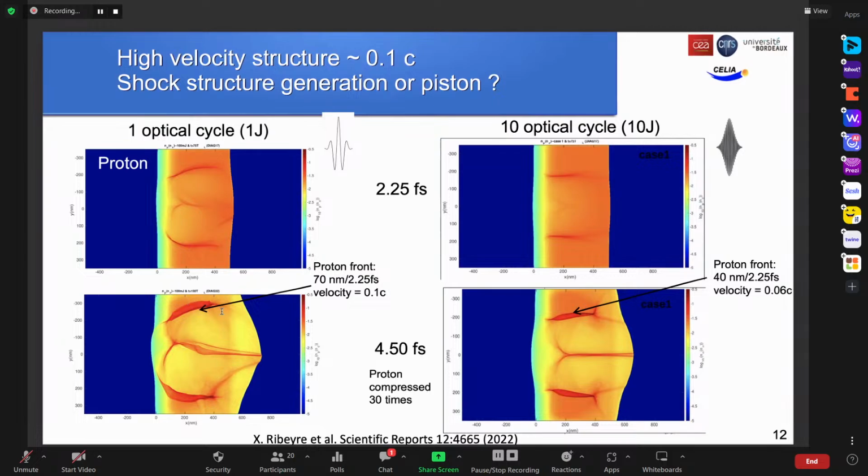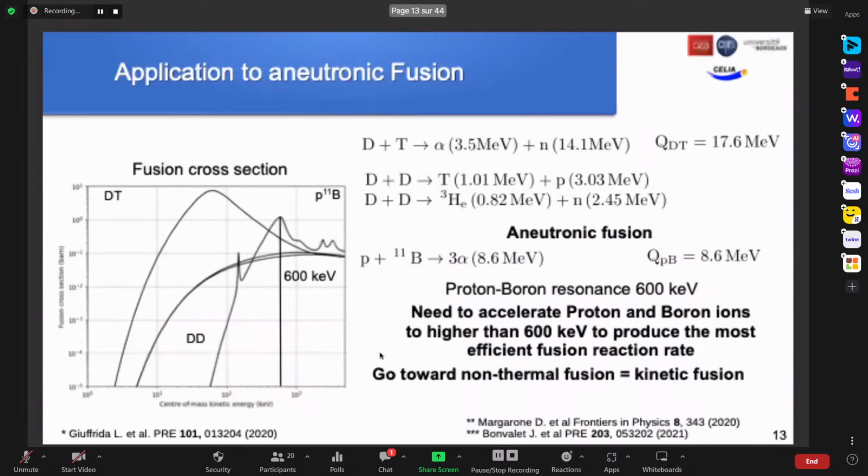And if we calculate the velocity, we can also look at the proton phase space. We see that we can go to velocities around 10% of the velocity of light in the transverse direction. And another interesting aspect is that, even if we have 10 times more laser energy in this case, for this transverse acceleration, the one optical cycle case is more interesting. It's more efficient.